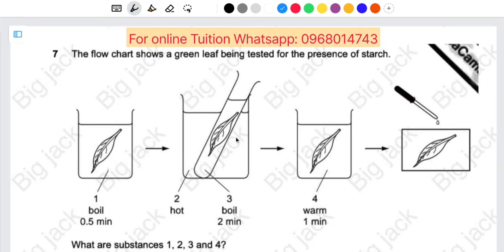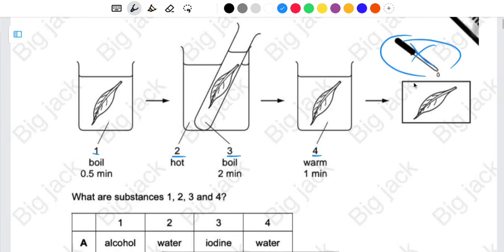Alright, so the flowchart shows a green leaf being tested for the presence of starch. So we have 1, 2, 3, 4. And then here there is addition of iodine. So now the question is saying what are substances 1, 2, 3, and 4. So 1, it has to be water.